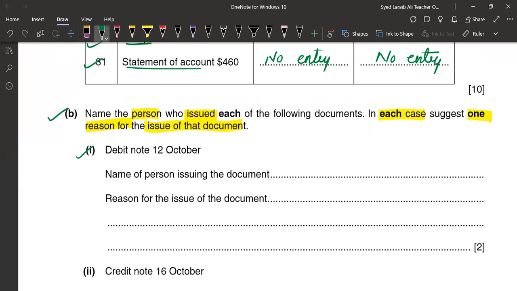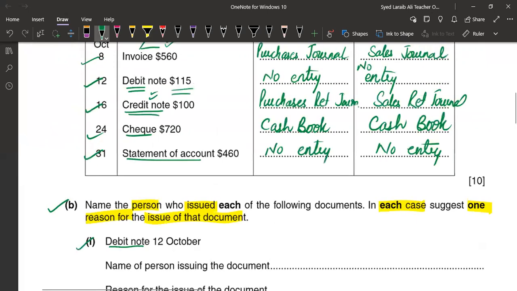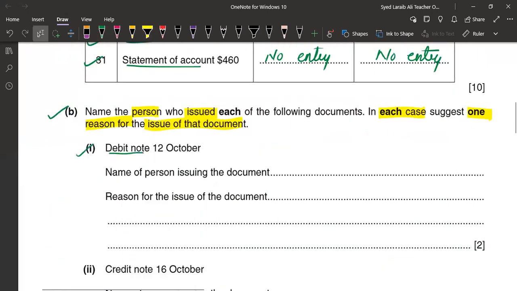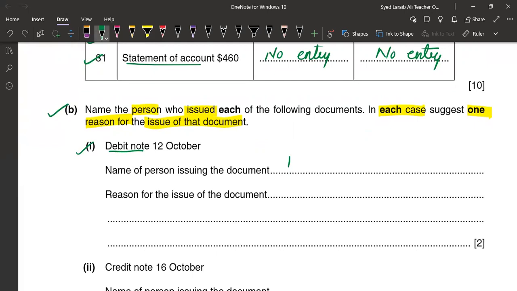As we discussed earlier, a debit note is just a request which is issued by the customer. And who is the customer here? We have to write the name. So Diane is the customer who would send the debit note. And what is the reason behind it? To request a reduction in invoice.